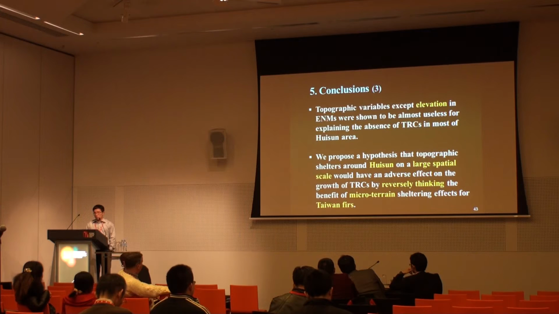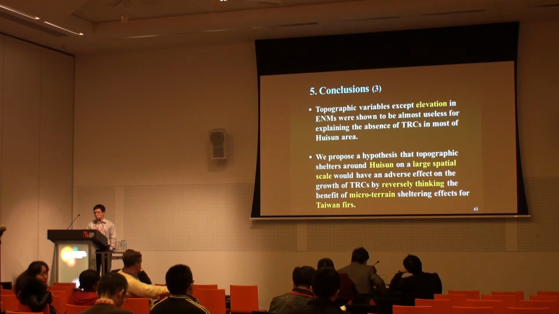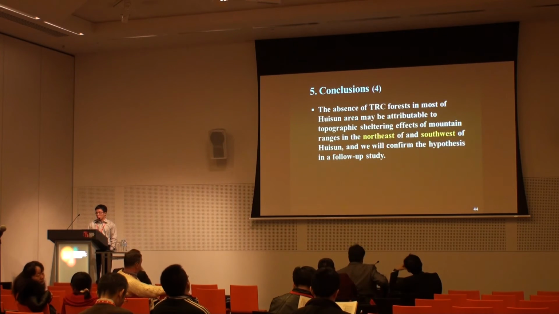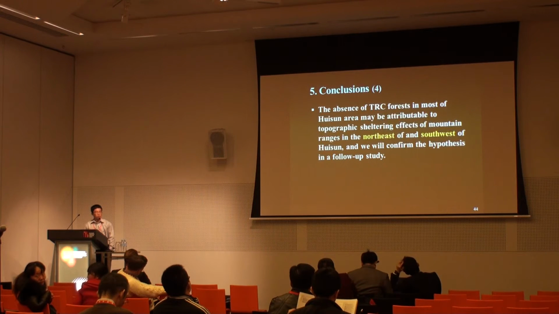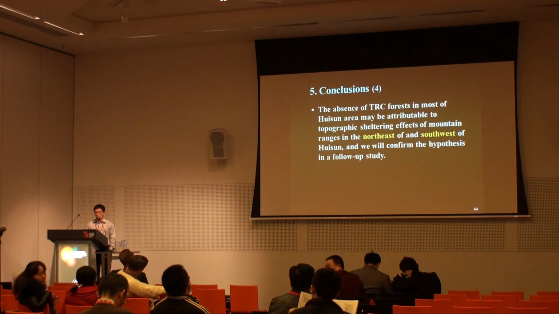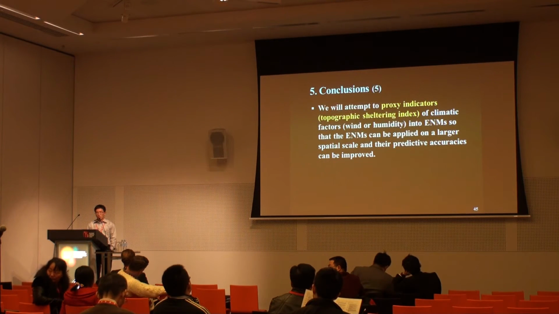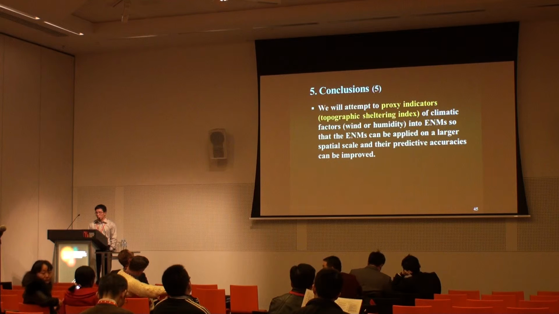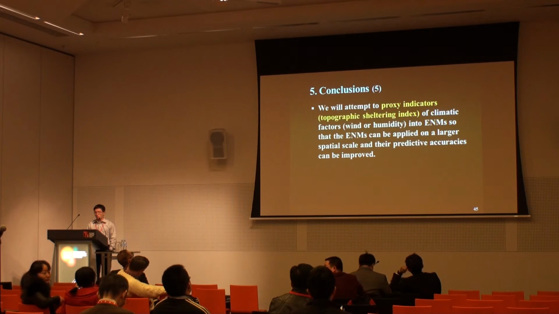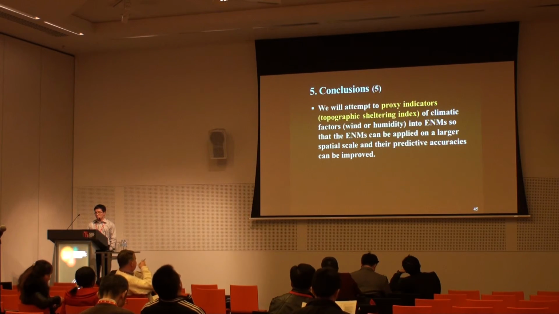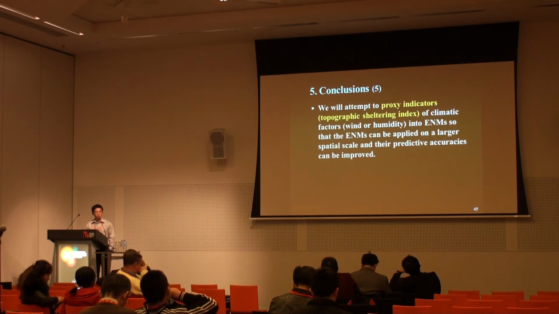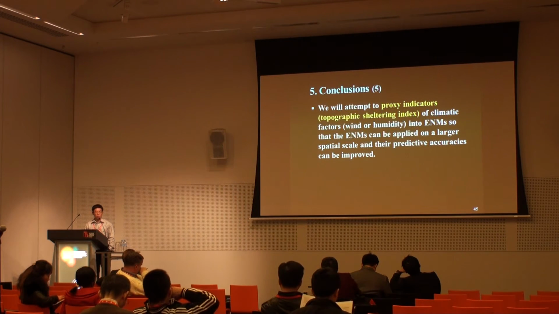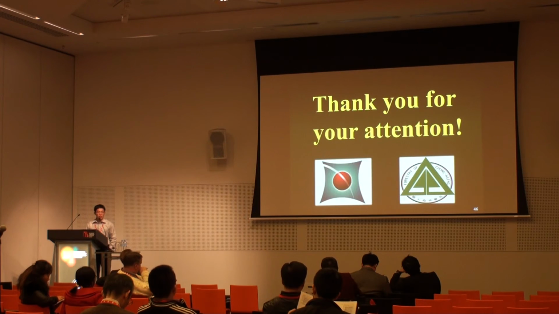And we found that except for elevation, the variables we use are useless for explaining the absence of TRC in most of the Huisun area. So we found that there are 3 ridges to block the wind from entering our study area. So we will attempt to incorporate the proxy indicator, just like I said, the topographic sheltering index of climate factors, into ENN, so that we can improve the accuracy of our prediction of TRCs. Thank you.